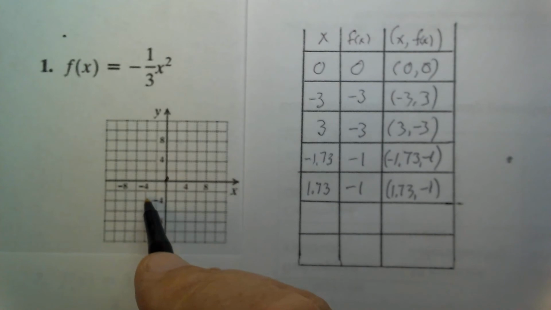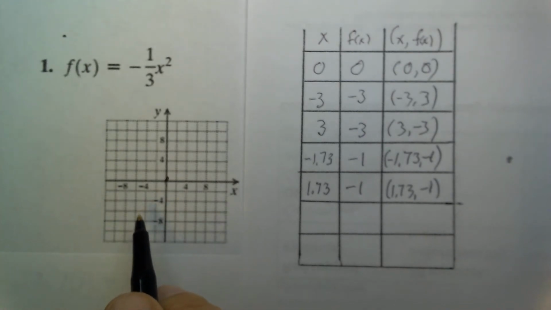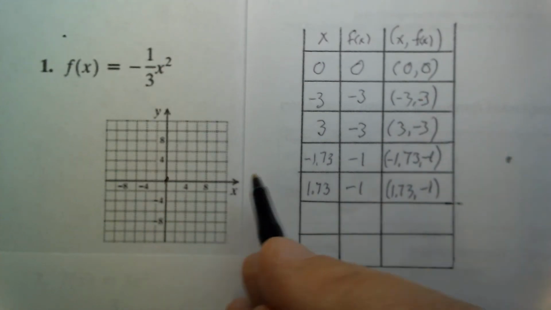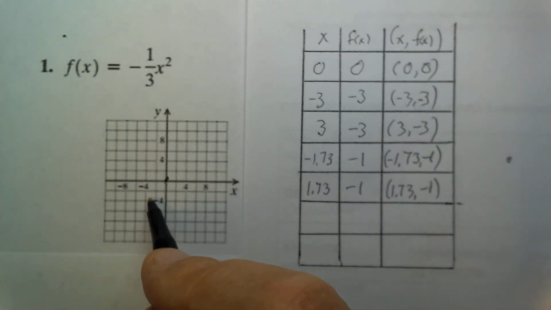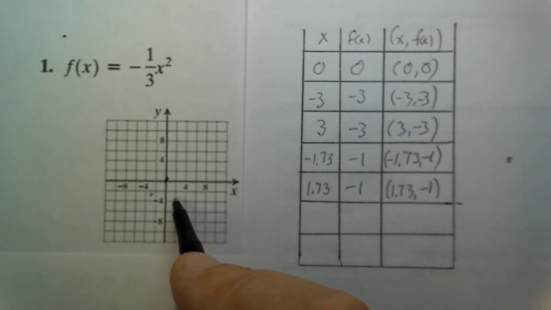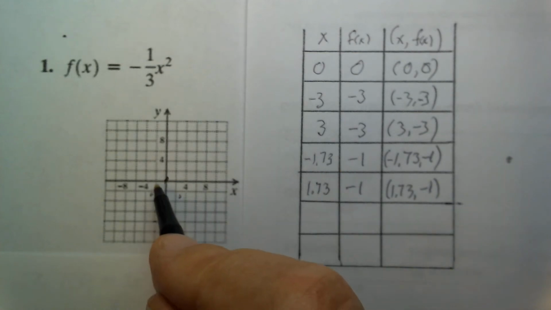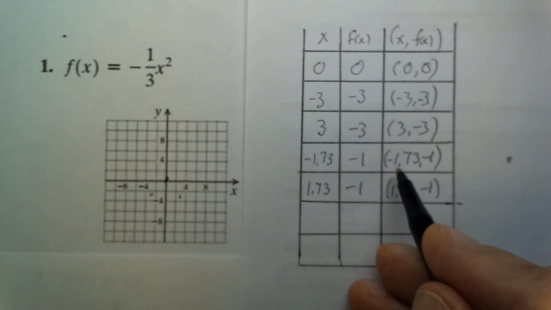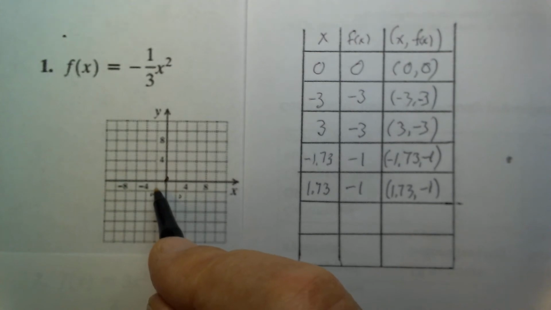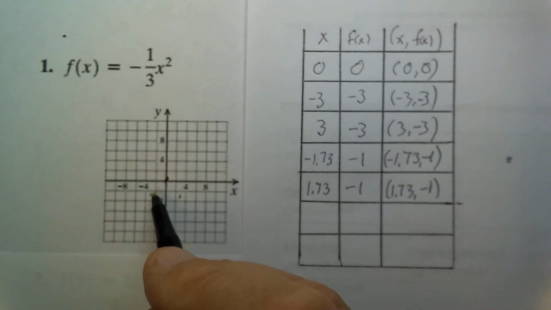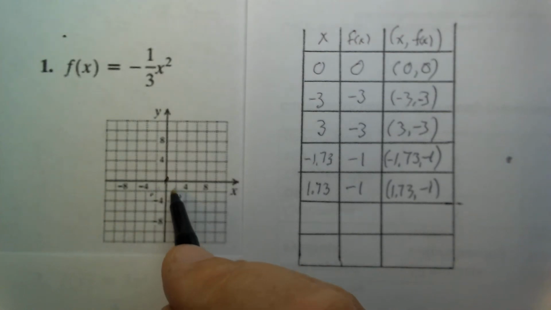and -3, -3. So it would be about here. And 3 and -3 would be the point here. And -1.73 is here, and -1 is over here. So that would be about here, and on the other side as well.